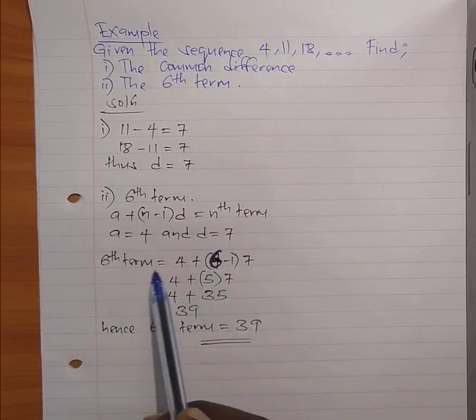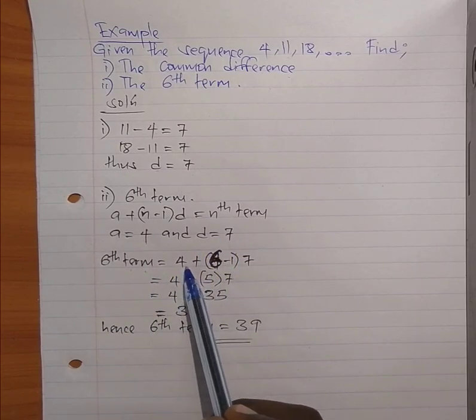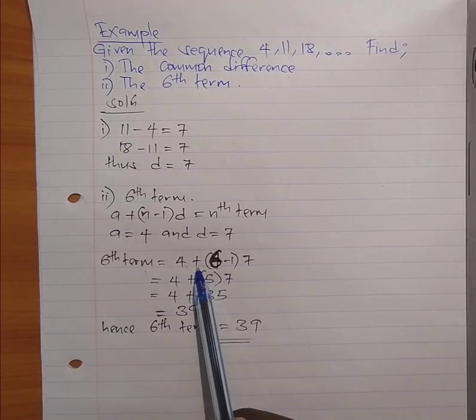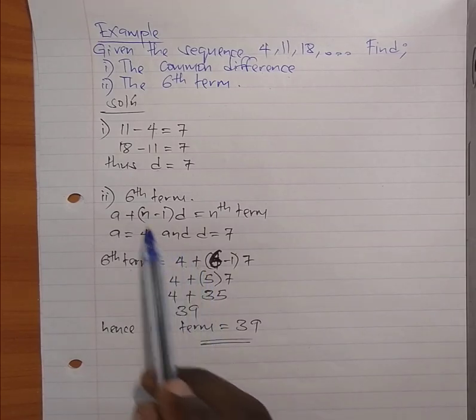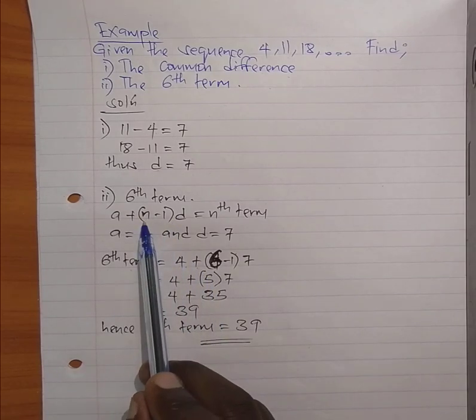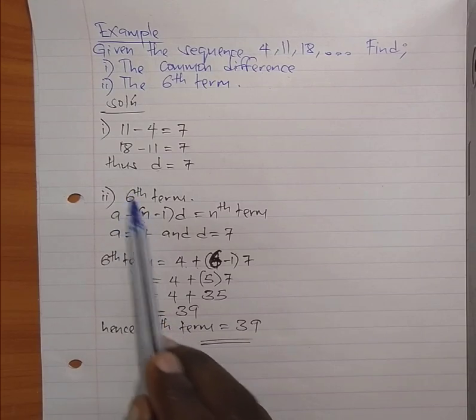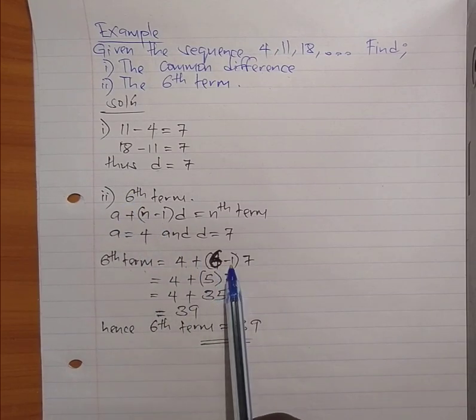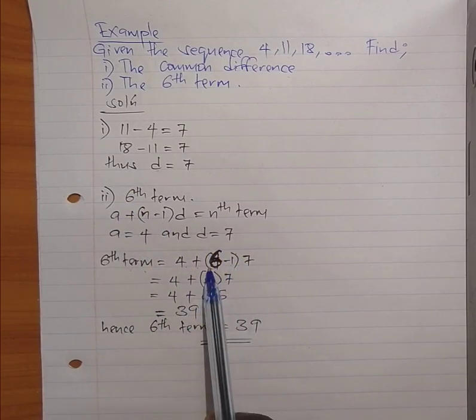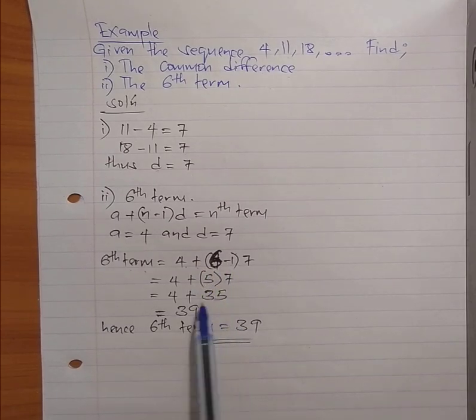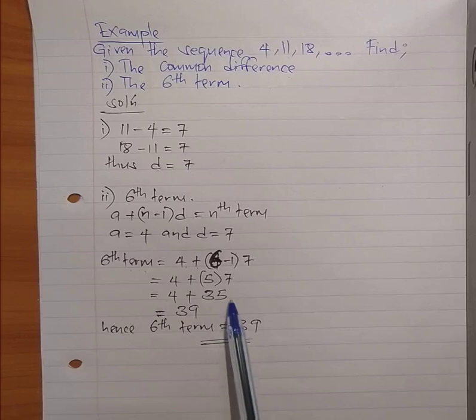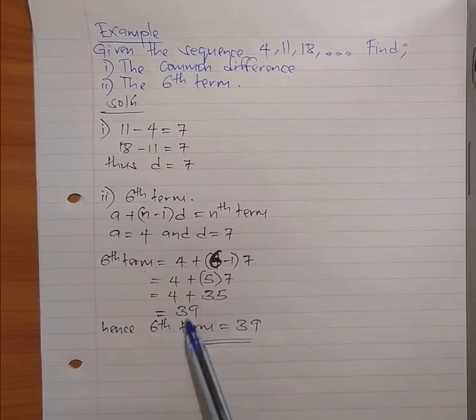We are going to have the 6th term being 4 plus n minus 1. n is 6, so it will be 6 minus 1, and then our d is 7. 6 minus 1 gives us 5, that's where this 5 comes from. And then we have 4 plus 35. So what do we get as the final answer? 4 plus 35 gives us 39. Hence the 6th term is equal to 39.